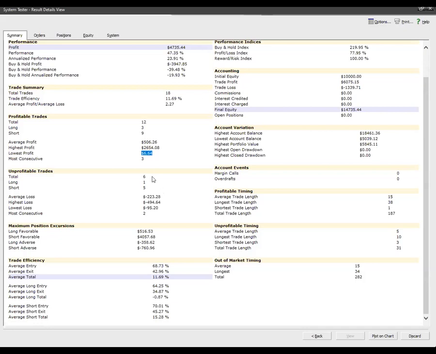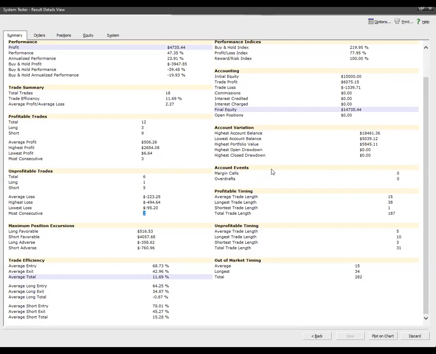Our least profitable trades was 6, 1, and 5. Okay, so 6 unprofitable trades, 1 thinking it was going to go up, 5 thinking it was going to go down, being wrong in all of those cases. Our average loss was only about $223, so we have about a 2-to-1 risk ratio right there. Our highest was $494. Our lowest was minus $95. We lost $95. Our most consecutive was 2, so there were 2 times in a row in that 2-year period where we were wrong.